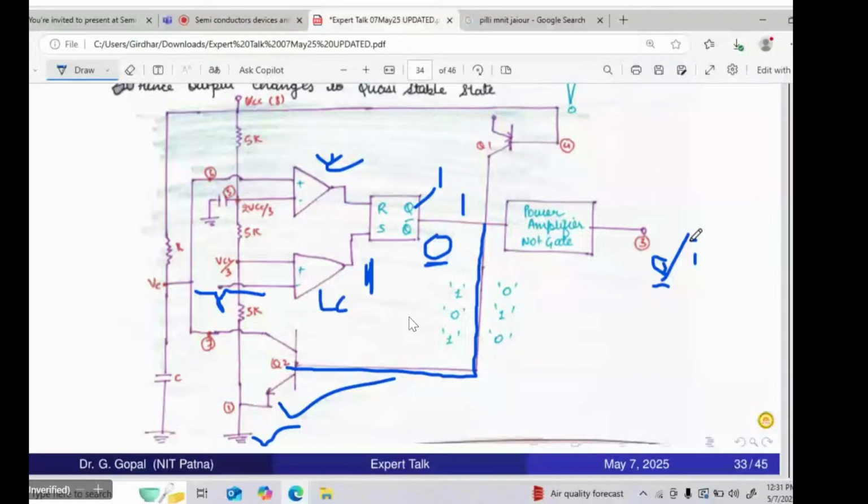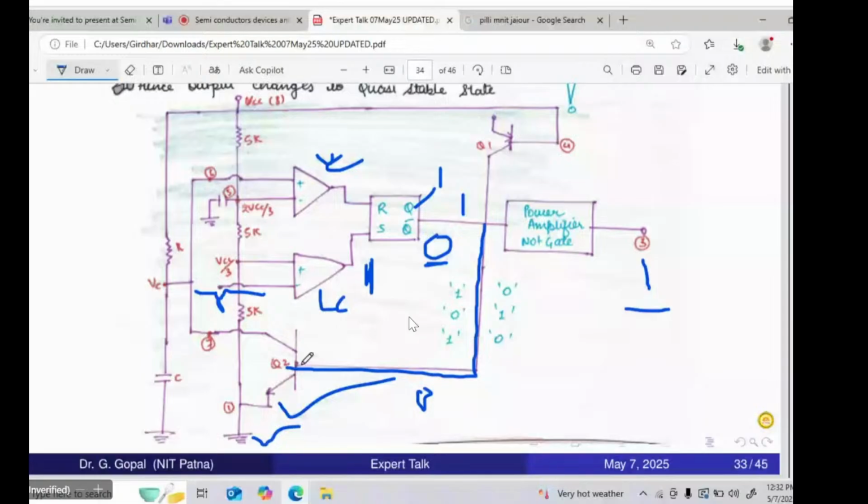Now let's do the reverse engineering. Now the output is 1. I am erasing this, and the output is 1 here. If this output is 1, since it is a not gate here, the input should be 0. If this input is 0, this transistor will be off. This transistor Q2 is off.